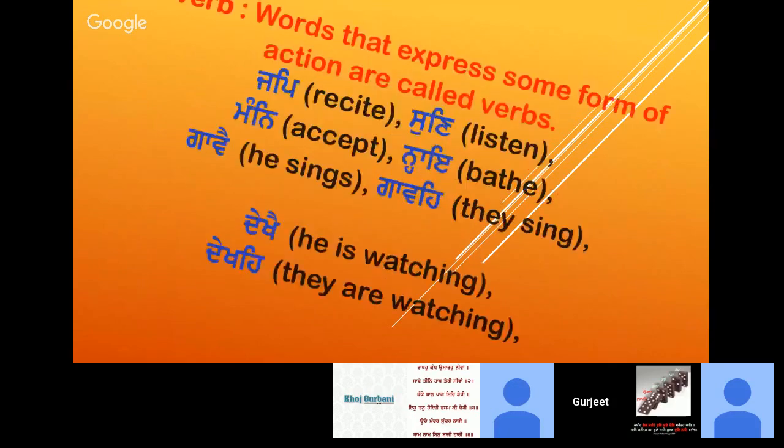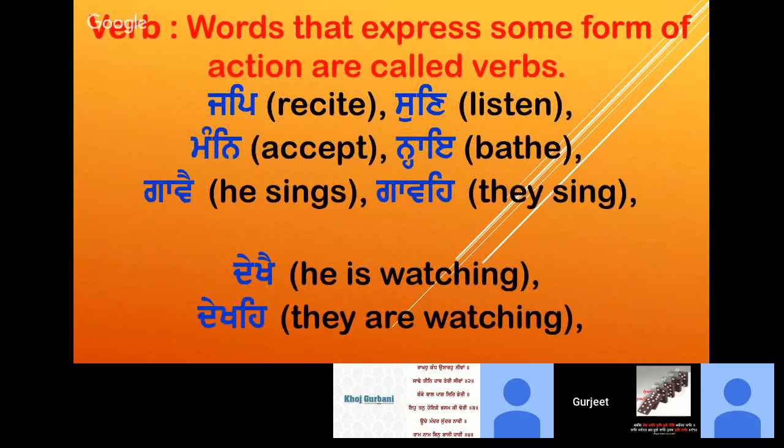Now let's do some simple verbs. They are all forms of verbs and they are all written with sihari. In the beginning, you see the first few of them. Jap means, as they say, recite. That's their meaning. That's why there has been a hassle. Jap doesn't mean recite. Jap means to understand. So suni is to listen, and man is to accept.